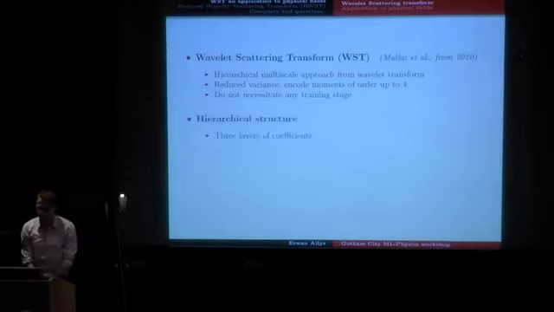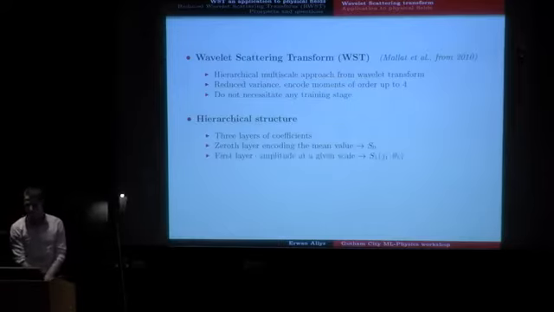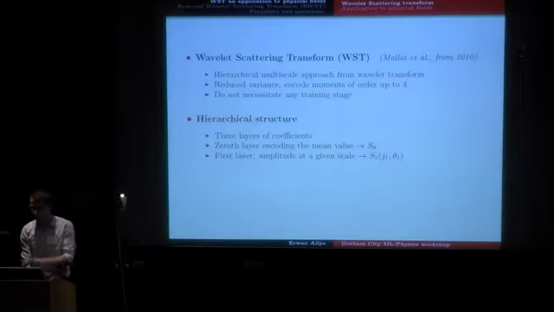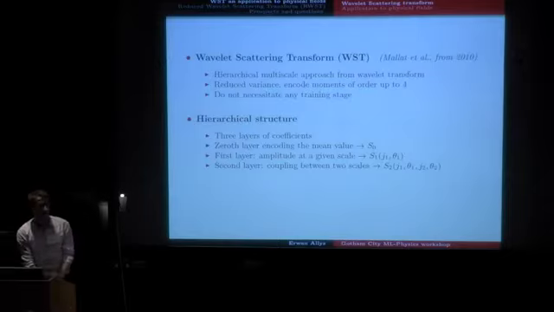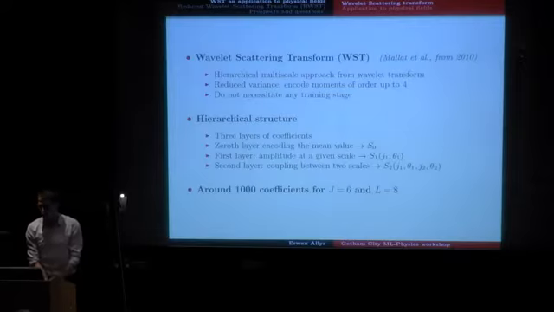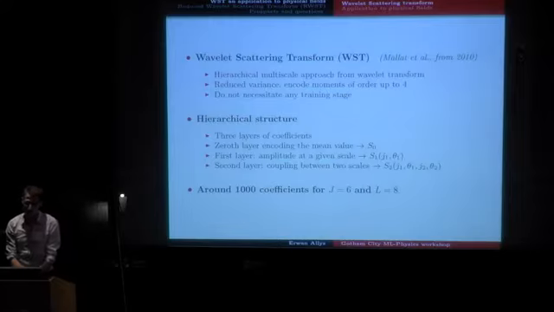It has a hierarchical structure with 3 layers of coefficients. You can see its construction in the same way as a 2-layer convolutional network. The zeroth layer encodes the mean value of the field. The first layer encodes the amplitude at a given scale, so it depends on one oriented scale, j1, theta 1. And the second layer encodes the coupling between 2 scales. So these are coefficients labeled with one oriented scale, j1, theta 1, and a second oriented scale, j2, theta 2. If we choose to describe 6 scales and 8 angles, we have around 1,000 coefficients, which is already not that much, actually.